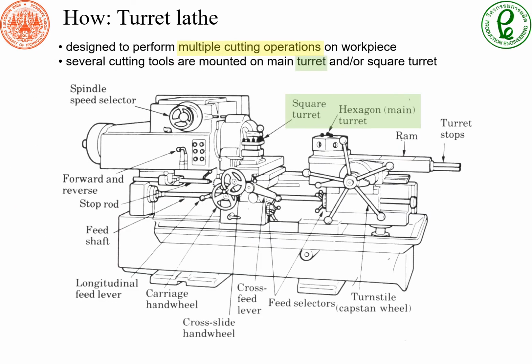This is another, more sophisticated lathe machine, a turret lathe, where you have multiple tools. Basically, we have a turret that can hold many different kinds of tools, so that we can clamp the workpiece and do several kinds of machining in one setup.